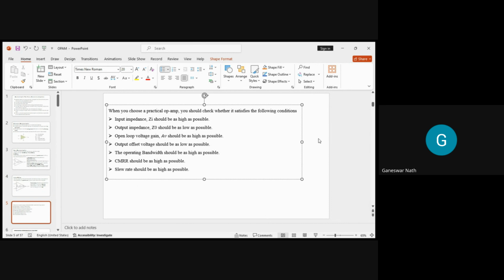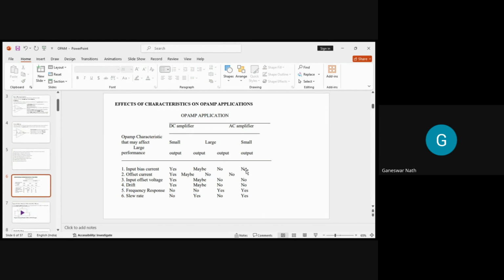Common mode rejection ratio should be as high as possible. Slew rate should be as high as possible. So these are some of the characteristics that must be associated with any practical op-amp. Now, what is the effect of these characteristics on op-amp applications?